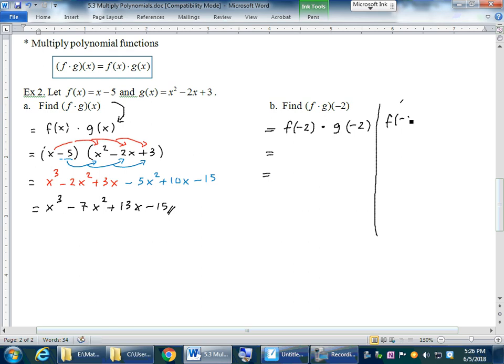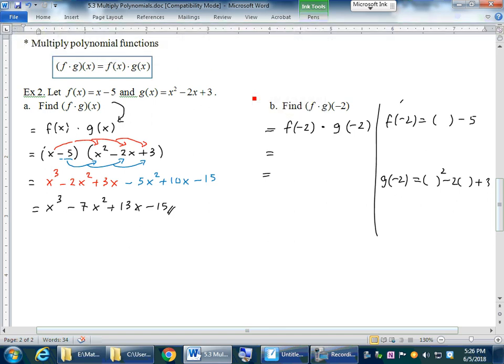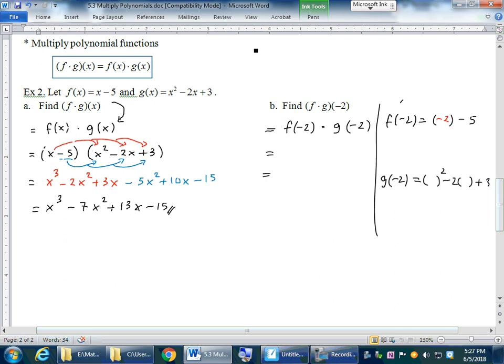So f of negative 2 is basically input minus 5, and when we talk about g of negative 2, that is basically input squared minus 2 times input plus 3. So let's look at the f function. My input is negative 2, so negative 2 minus 5, right? Negative 2 minus 5 is equal to negative 7.